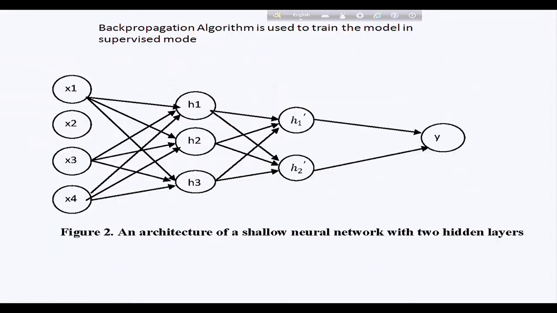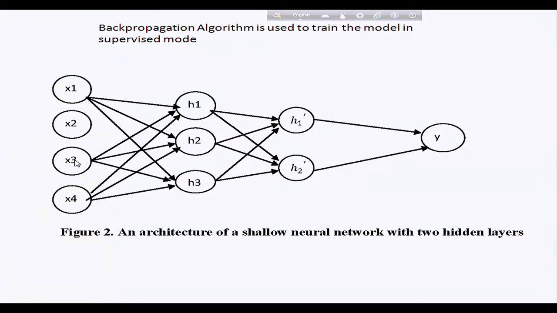Just to look at an example of a neural network, how does it look? It is a shallow neural network, because it has 2 hidden layers. The first layer is the input layer and the last layer is the output layer, and there are 2 intermediate layers. This model can be trained using an algorithm called the backpropagation algorithm, which was invented by Rumelhart and Hinton in 1986.